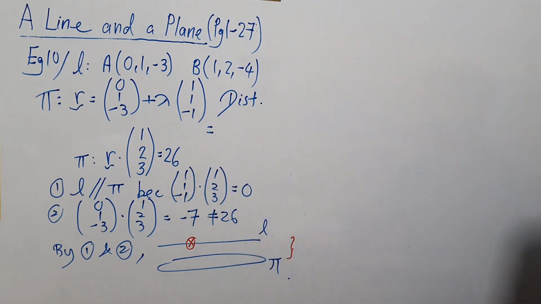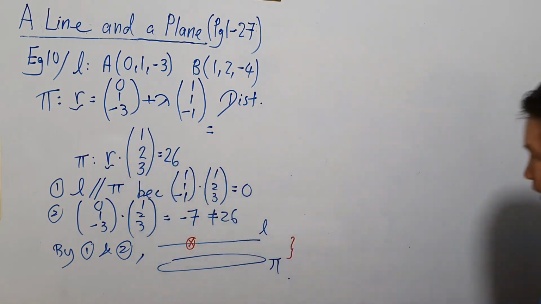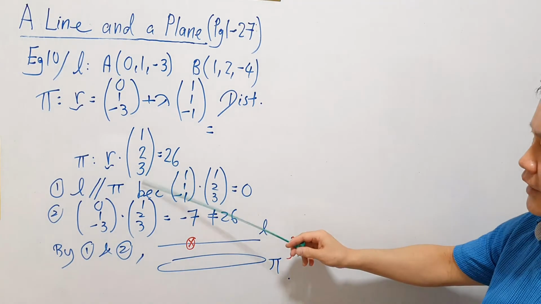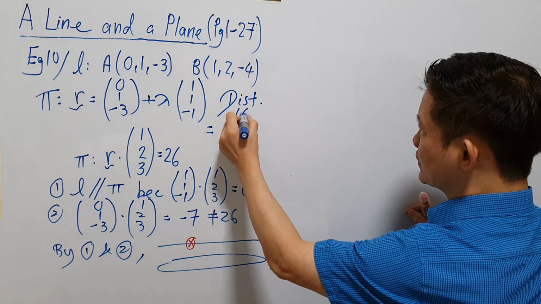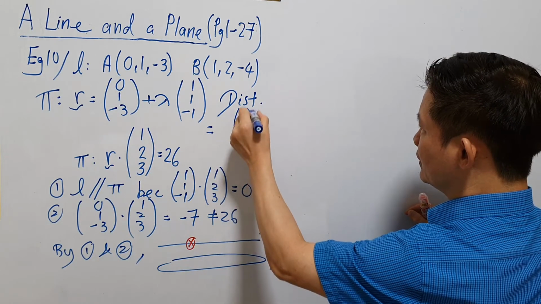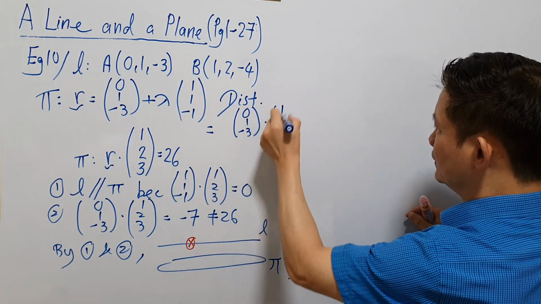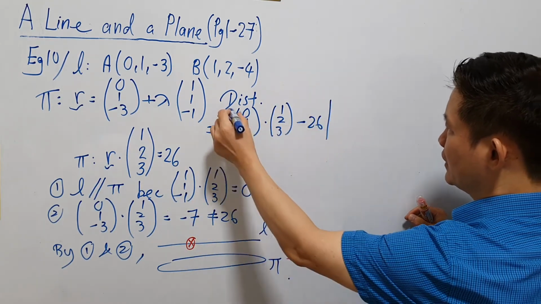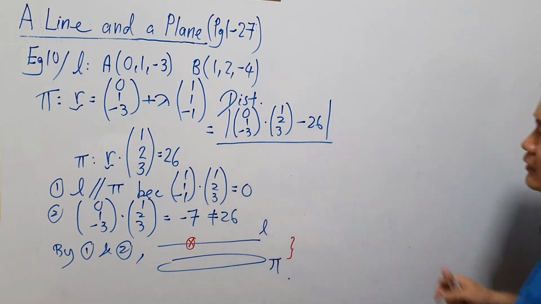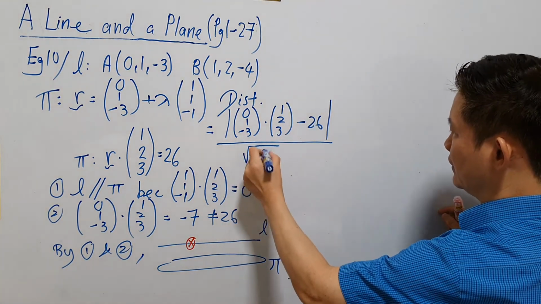How do you find the distance from a point to a plane? From this point to this plane again. To find the distance from a point to a plane, do you remember how? You take the point in question, (0, 1, -3), dot product with the normal vector, always minus the right hand side, modulus, and then divide by what? The magnitude of the vector n.